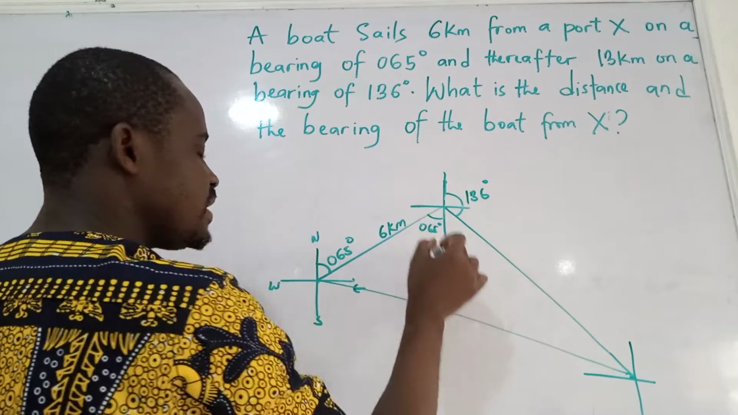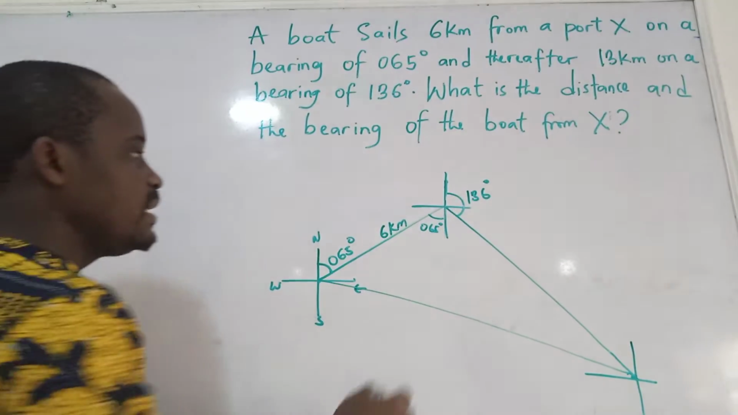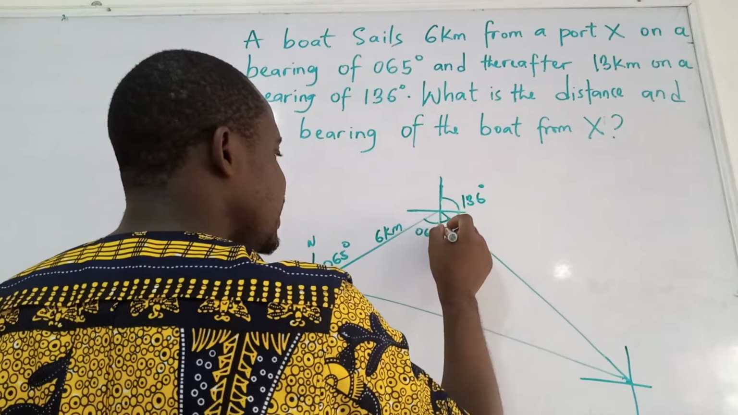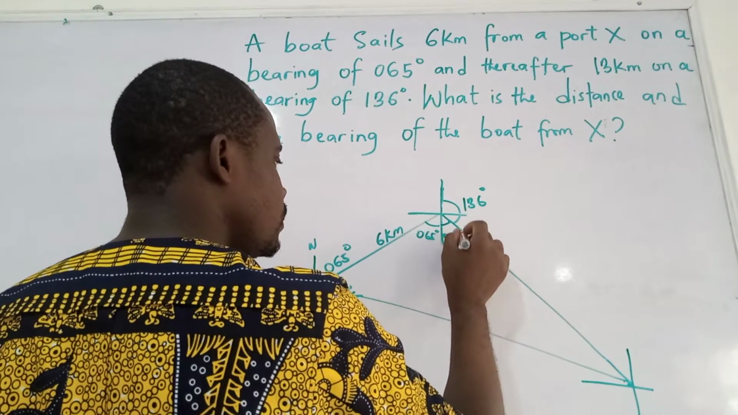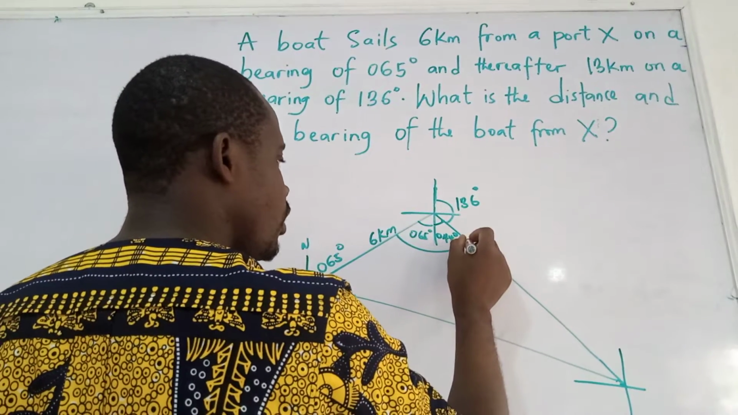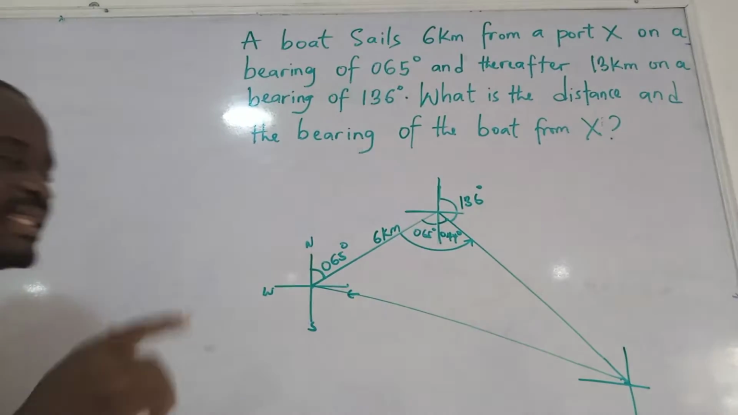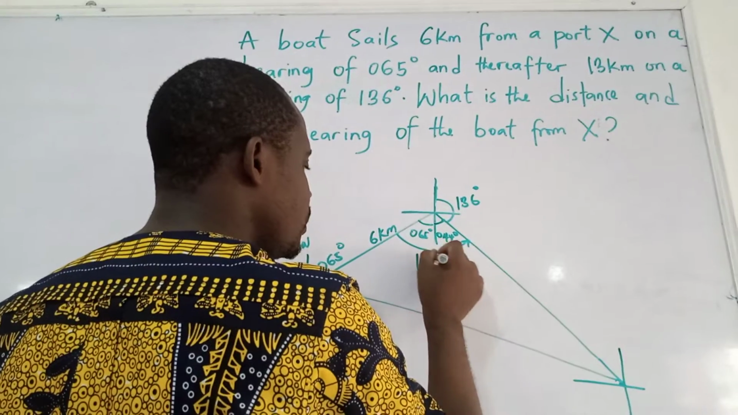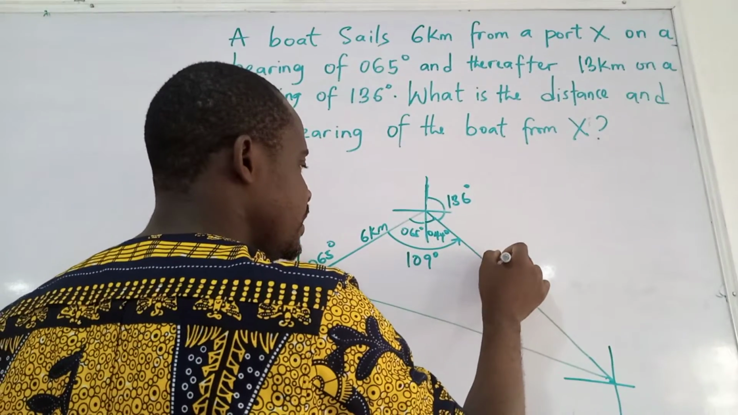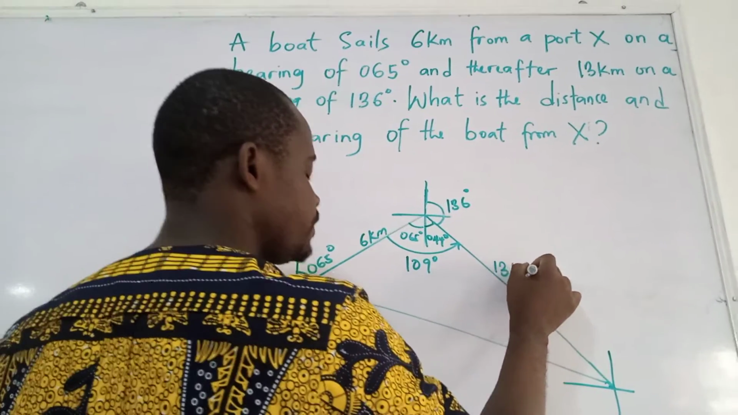If this is 136, angle on the straight line is what? 180. 180 minus 136, that's 044. So if I come here, this is 065 plus 044, that gives me 109 degrees. Remember, this is 13 kilometers.